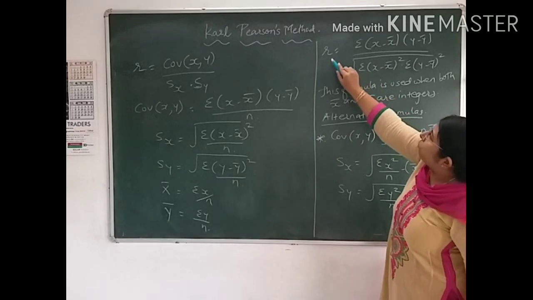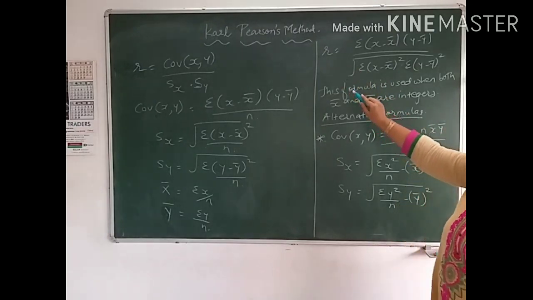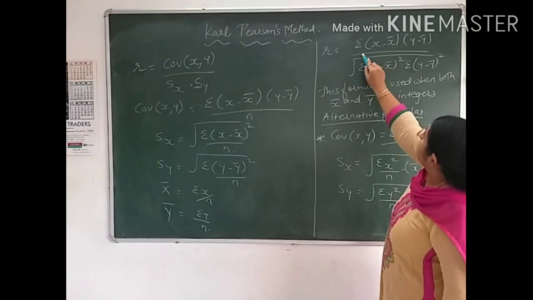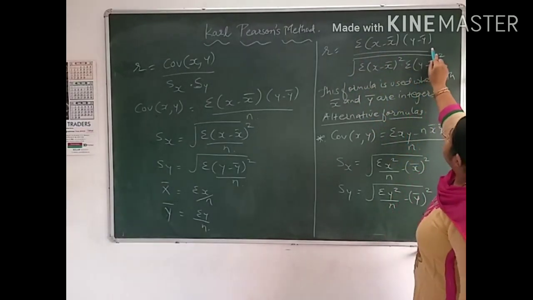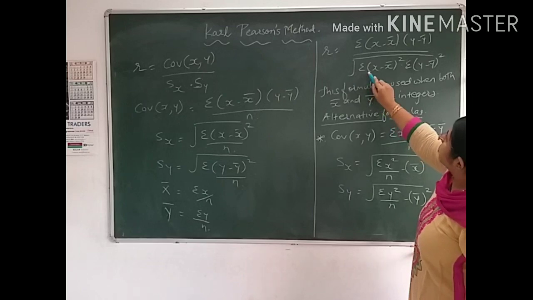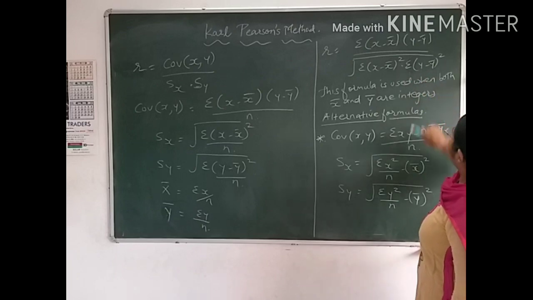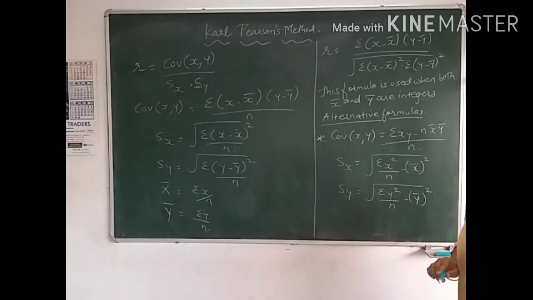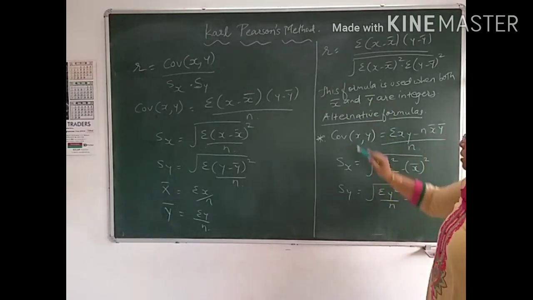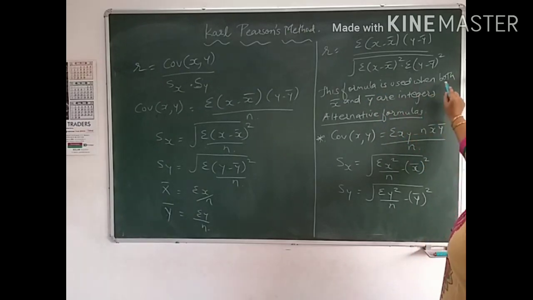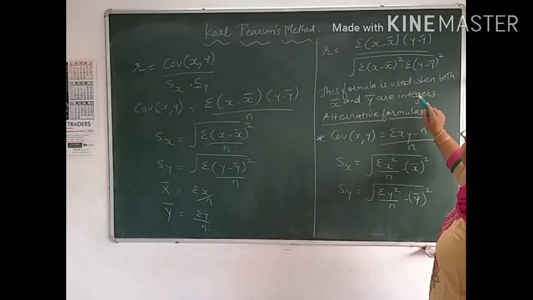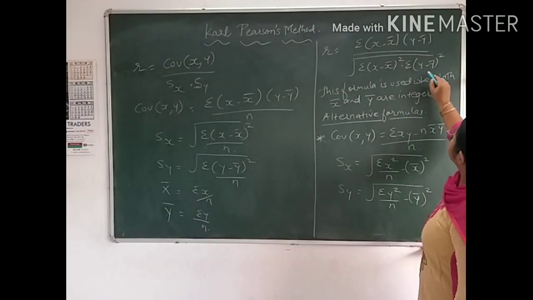So the new formula of r, which we have to utilize in the practical sums, is r is equal to sigma x minus x bar into y minus y bar upon under root of sigma x minus x bar whole square into sigma y minus y bar whole square. This is the main formula that we have to apply in the practical sums while finding correlation coefficient by Karl Pearson's method. Now when will this formula be utilized? This formula is used when both x bar and y bar are integers. It means you have to find out over here x bar and y bar.